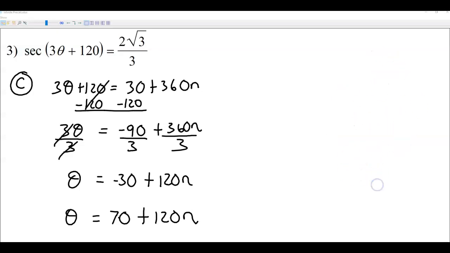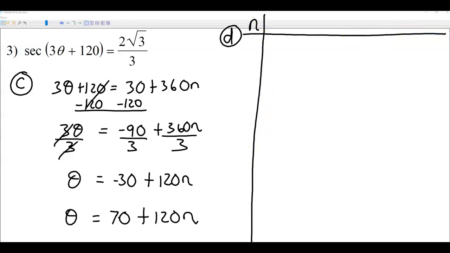All right, let's move on to step D. So let's go ahead and have you guys pause the video here and give step D a try. So we have our two general solutions here, negative 30 plus 120n. And then we have 70 plus 120n. And just so the video doesn't go horribly long, I'm going to go ahead and work all these out and pause the video. When I pause it, the answers will just pop up on your screen.